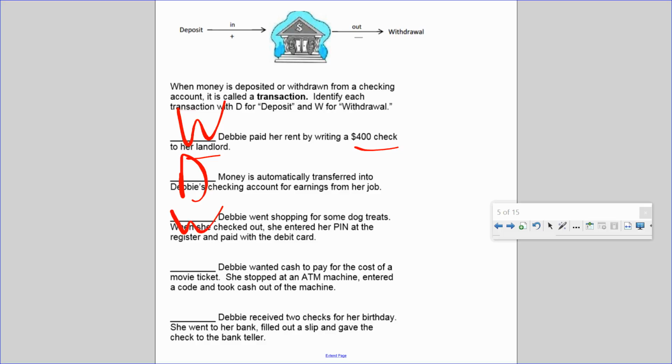Debbie wanted cash to pay for the cost of a movie ticket. She stopped at an ATM machine, entered her code, and took money out. So she's taking it not out of the machine, but out of her money, so it's a withdrawal. Debbie received 2 checks for her birthday. She went to the bank, filled out a slip, and gave the check to the bank teller. So she's going to put money in, so that's a deposit.